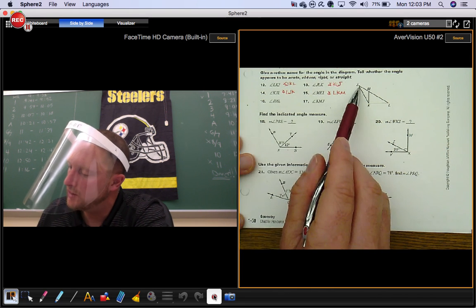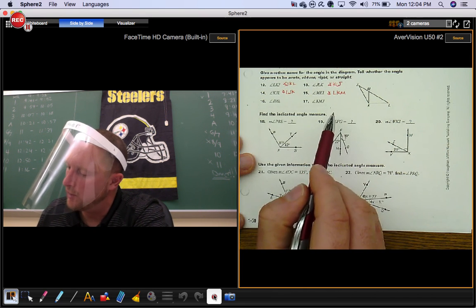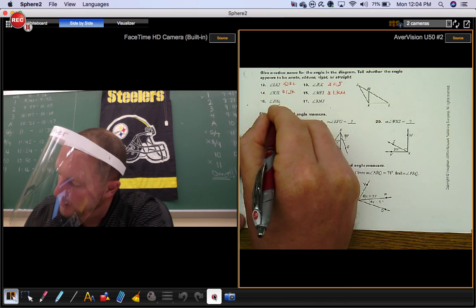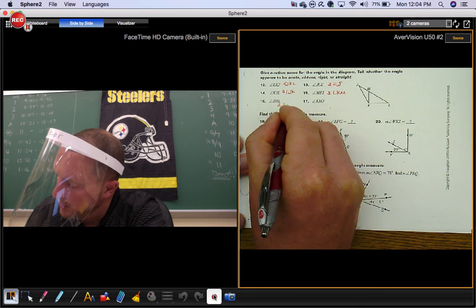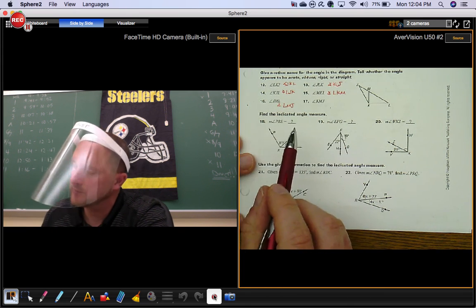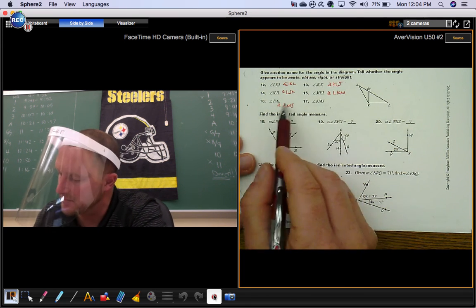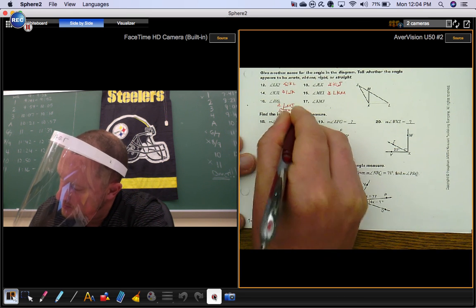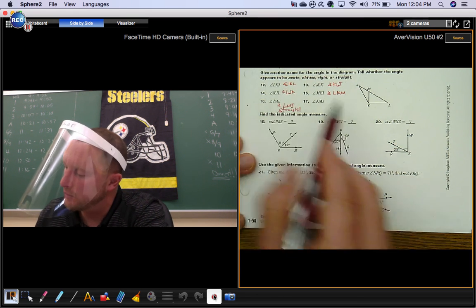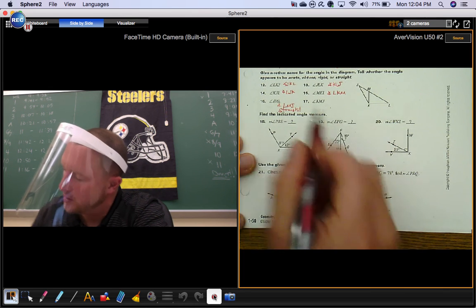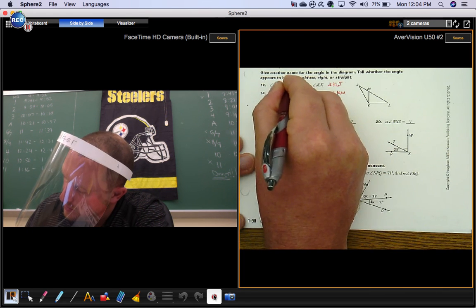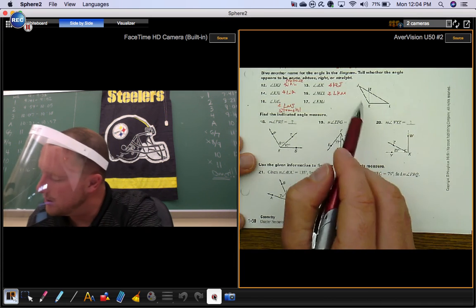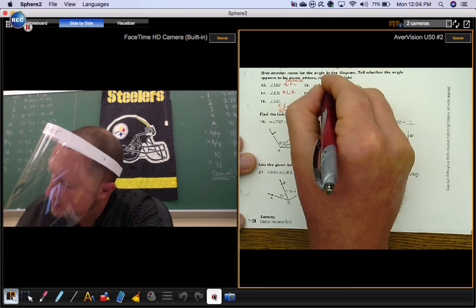Number 16, angle JML. It's the same thing as angle LMJ. I just noticed I wasn't classifying these angles. This angle's straight. If we go back to angle JKL, that's obtuse. Number 13 is acute.